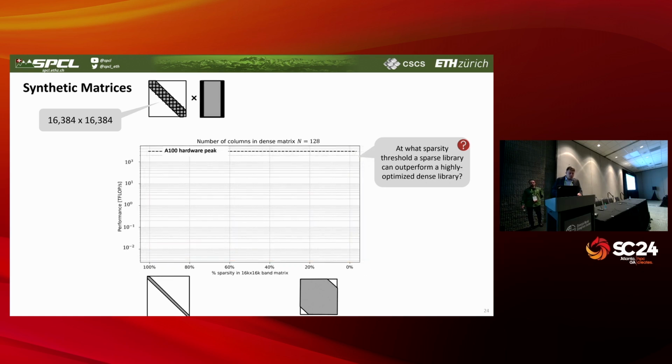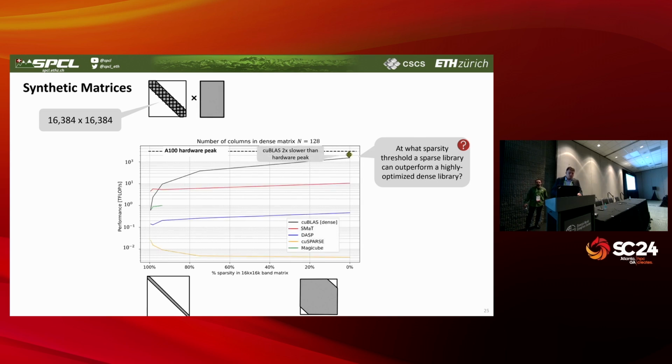Now we perform the same experiment, yet with a larger number of columns in the dense matrix, and that is here 128. So firstly, we see that cuBLAS is now 2 times slower than the hardware peak, SMaT is 15 times slower than cuBLAS, and SMaT is 2,400 times faster than cuSparse for the dense case.